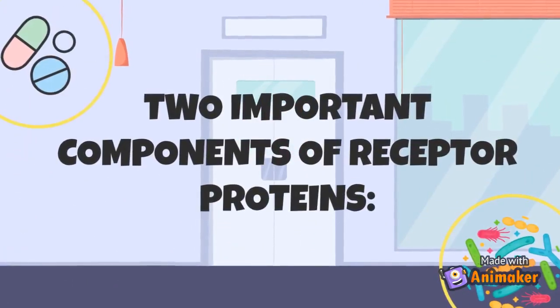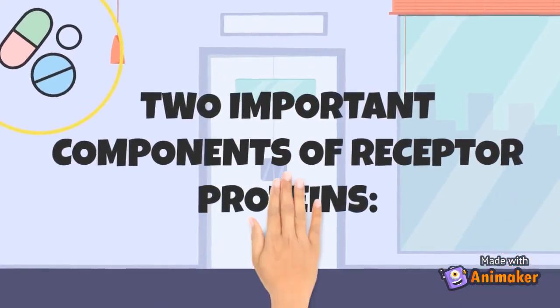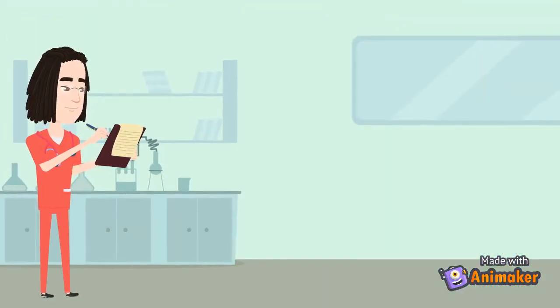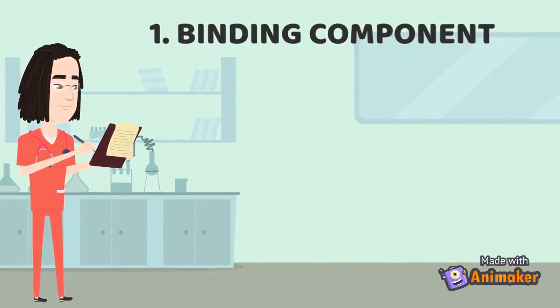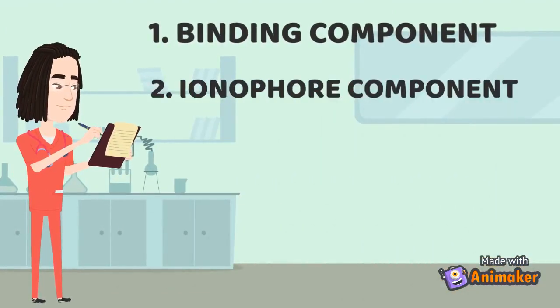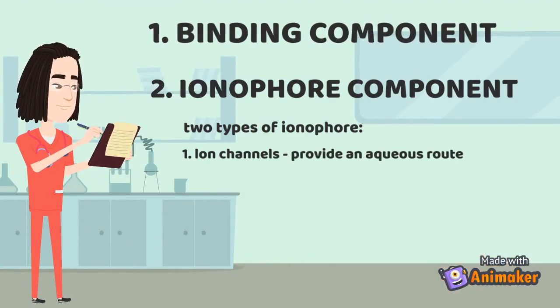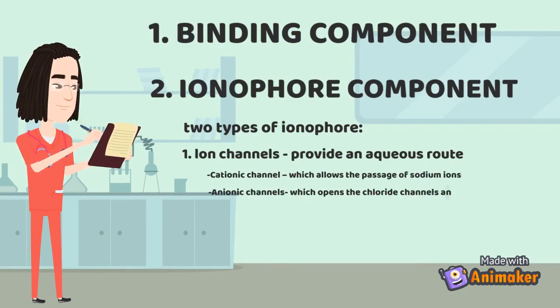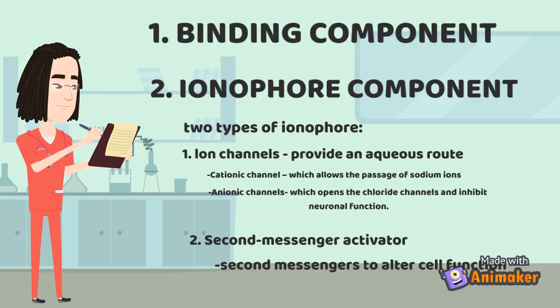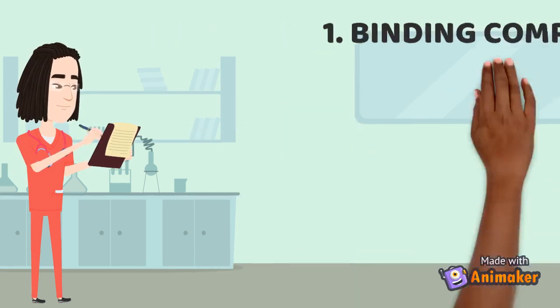Receptor proteins have two important components. First is the binding component. Second is the ionophore component. So there are two types of ionophores. First is the ion channels, which provide an aqueous route: cationic channels, which allow the passage of sodium ions, and anionic channels, which open the chloride channels and inhibit neural function. Second is the second messenger activator, which uses a second messenger to alter cell functions.